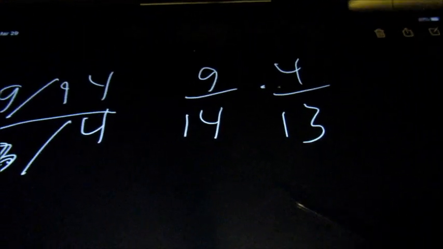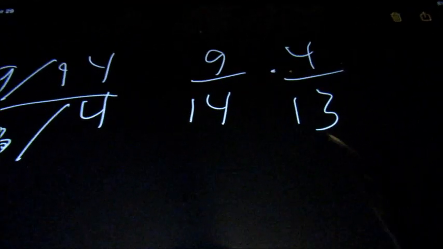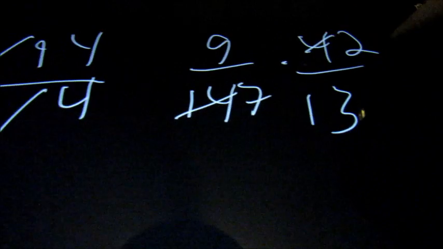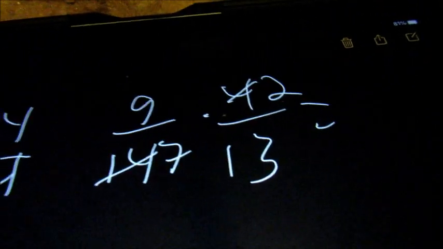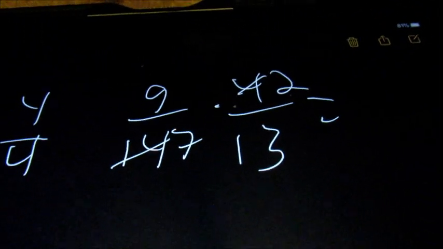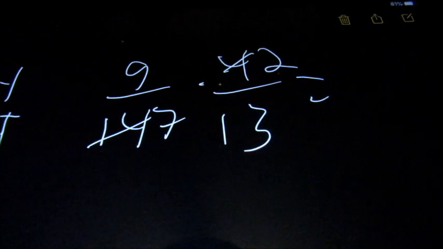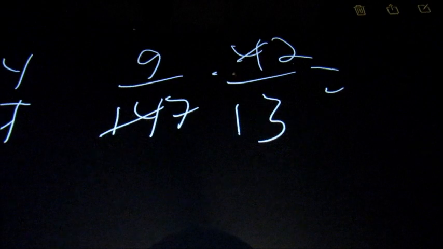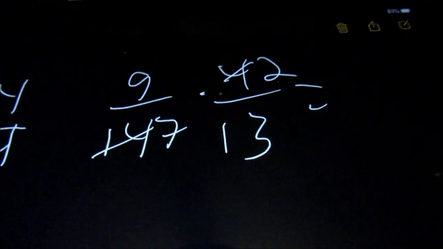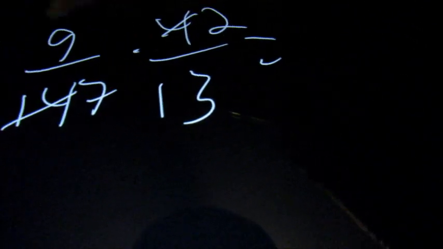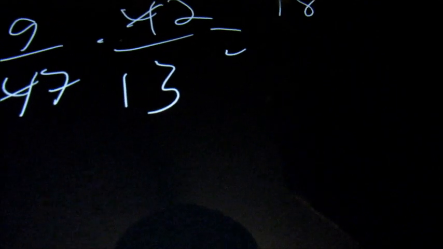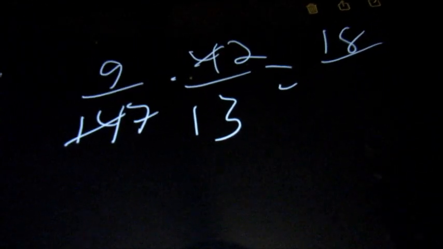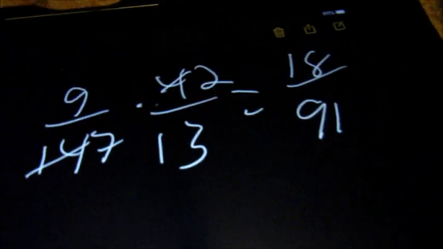Okay, so now we can simplify the 4 and the 14, dividing both of them by 2. So this becomes a 2, this becomes a 7. The only reason I'm doing that is to make the simplification easier. It's easier to figure out 7 times 13 than it is 14 times 13, and then see what number will divide into both of those. So anyway, 9 times 2 is 18, and 7 times 13 is 91.